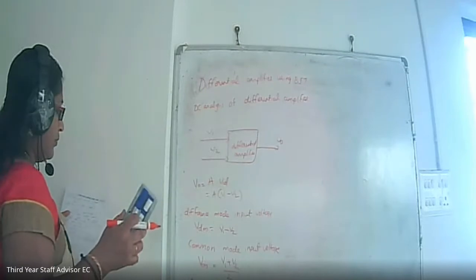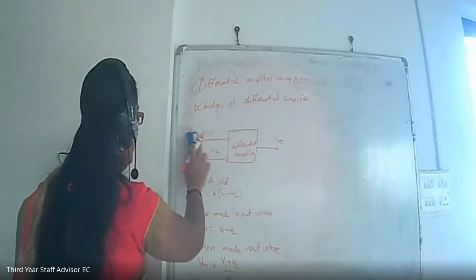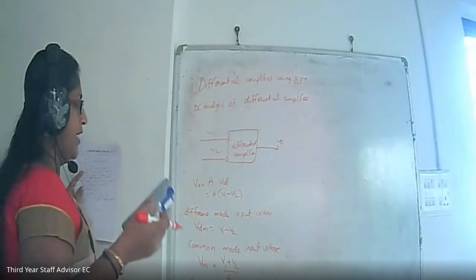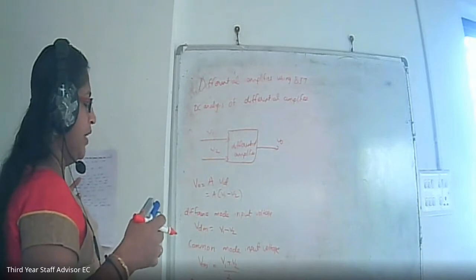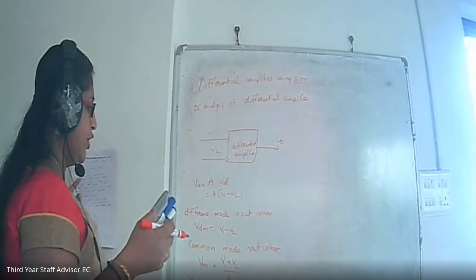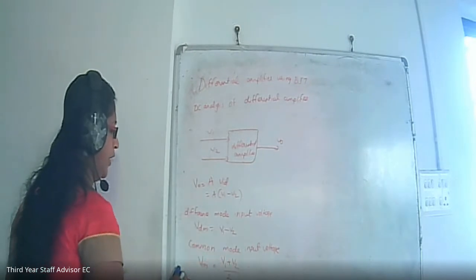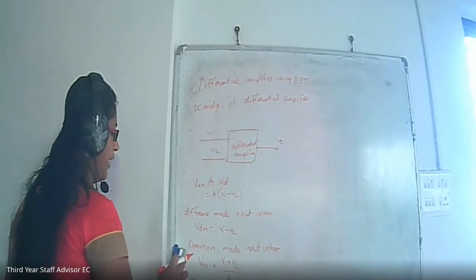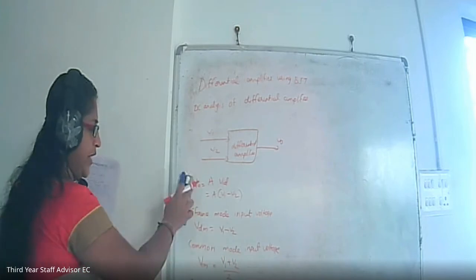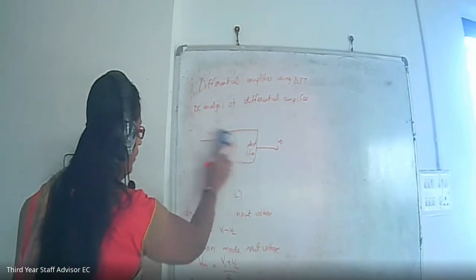This is a general thing. In the coming classes, we will be dealing with the common mode rejection ratio. In that case, we need these terms, that is, difference mode gain and common mode gain. That is why I am telling this. Next, we can go to the topic.